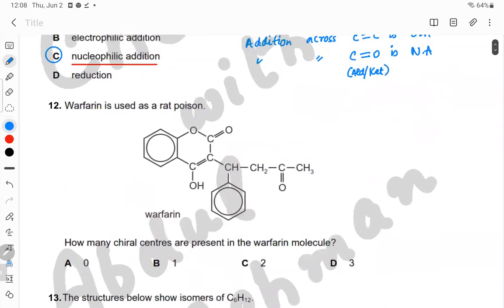Okay, who can attempt this question? Warfarin is used as a rat poison, and they are asking how many chiral centers are present in the warfarin molecule.